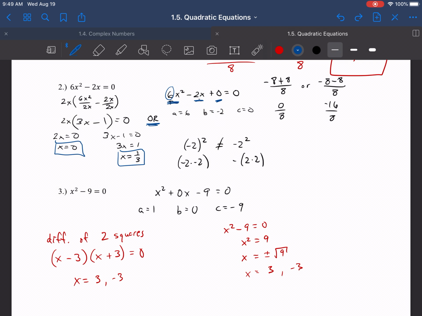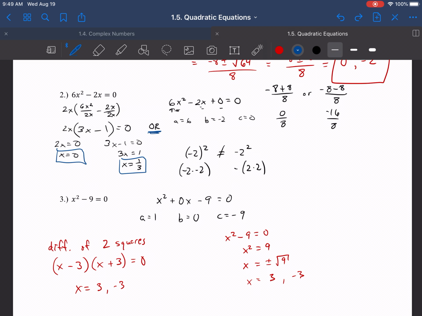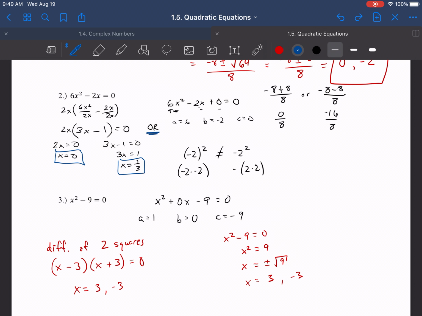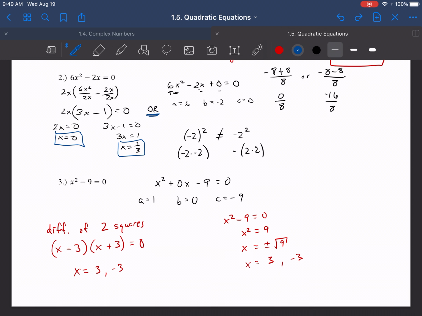So now that I have all three values for A, B, and C, I can simply go through and plug it into the quadratic formula and figure out what the result is. And you can go through and try that, and you should end up getting the same values, okay? So give that a try and see what you get.